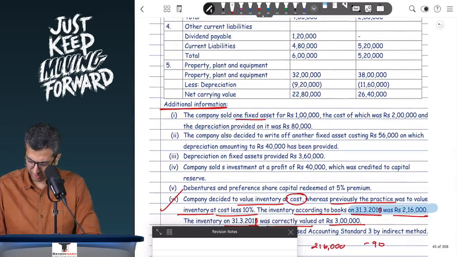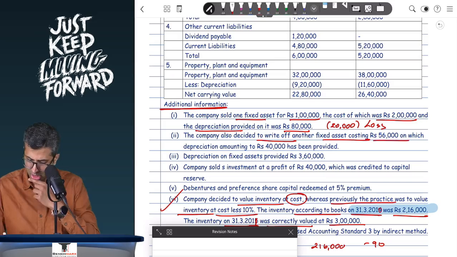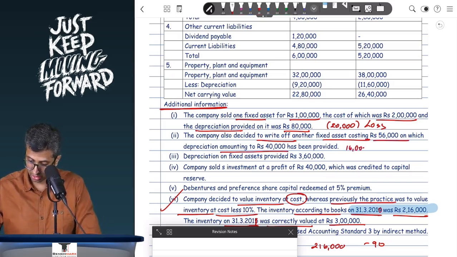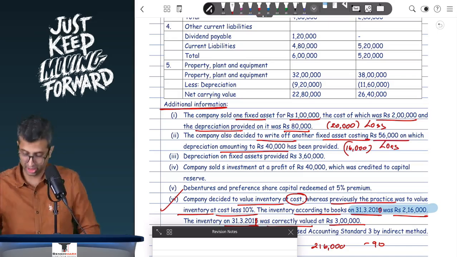Then the company sold one fixed asset for 1 lakh, the cost of which was 2 lakhs and depreciation was 80,000. So this is a 20,000 loss. Company also decided to write off another fixed asset of 56,000 on which depreciation of 40,000 had been provided, another 16,000 of loss. 56 minus 40, that is 16,000 would be there in your ledger which you are writing off.